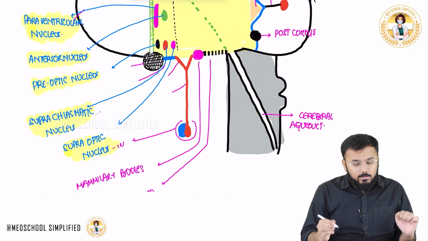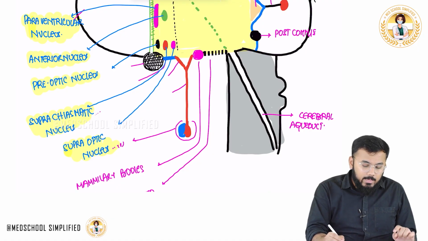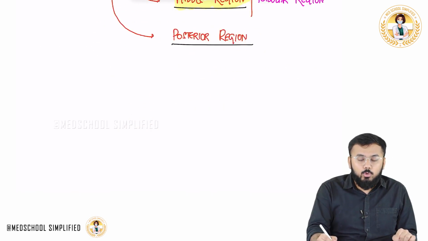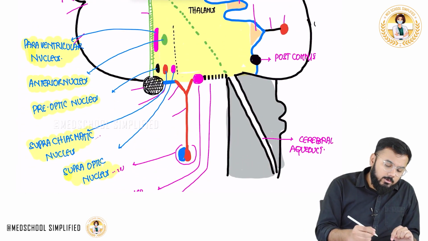So can I tell these are the nuclei that are located in the anterior region? Next we have to discuss what? Nuclei that are located in the middle region or the tubular region. Now what are the nuclei that are located in the middle region? All of you look here now.